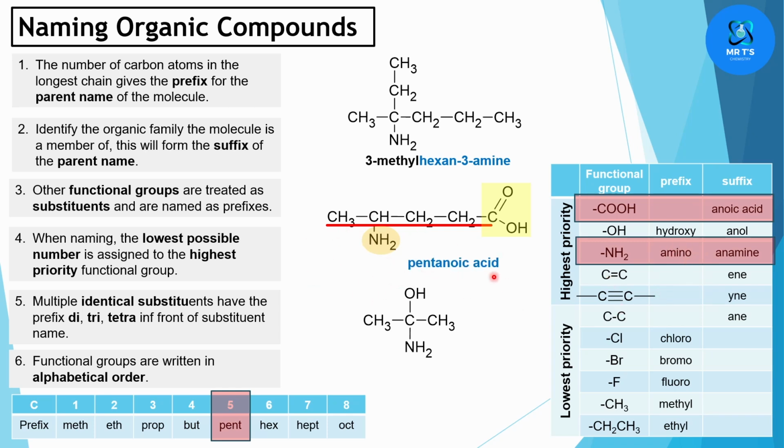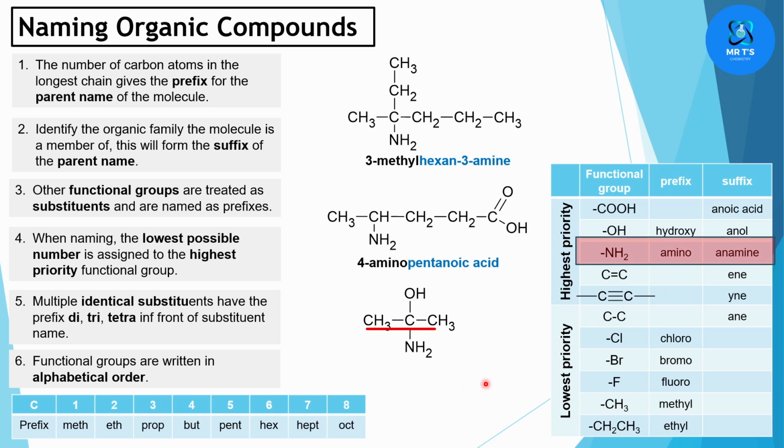So we're going to name this pentanoic acid because remember, the carboxylic acid has the higher priority. And then we're going to number 1, 2, 3, and we're going to name the amine functional group using the prefix, right? So it's going to be 4-amino-pentanoic acid. The next thing that we're going to do here, the next molecule, is this one here.